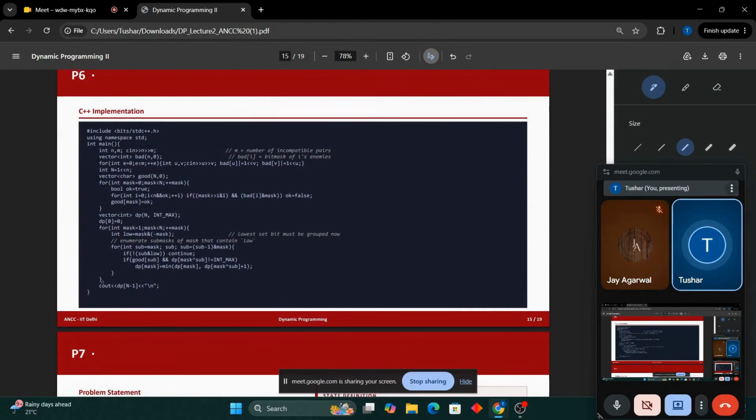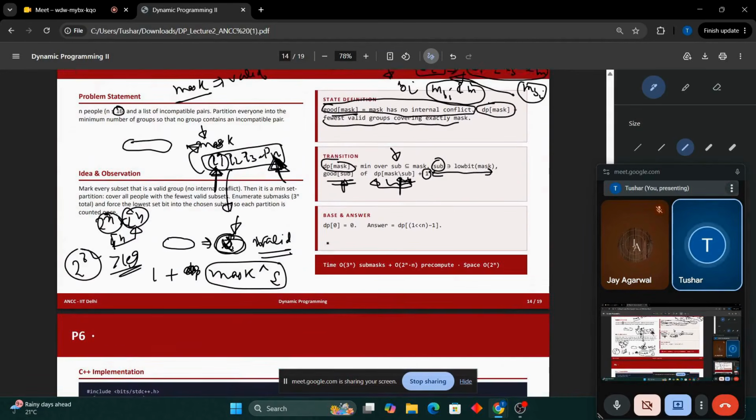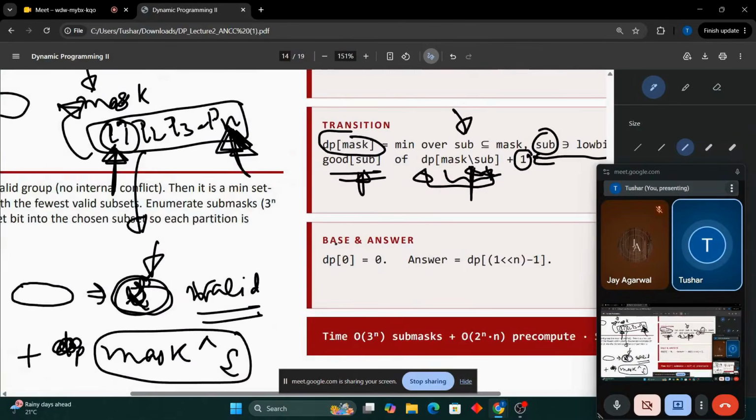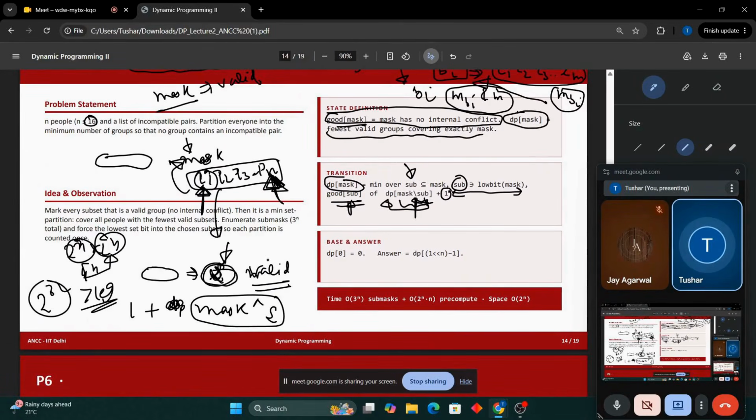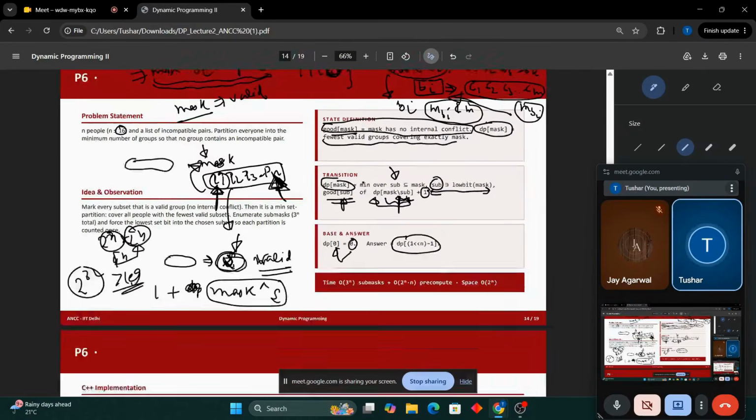This is an efficient way to iterate over all the submasks in order 3 to the n, as we saw in the beginning. And the base case would be that the minimum number of groups for no person is 0. The answer would be, for the full mask, the minimum number of groups which we would get after running this DP.